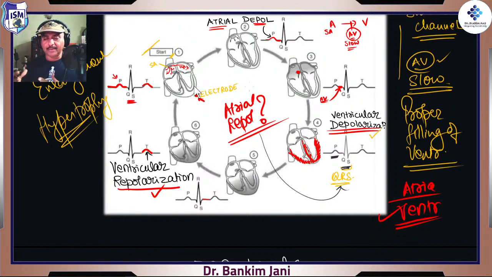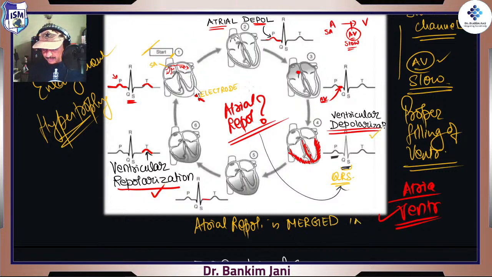But the QRS current is so high, and that's where we said that our electrodes, the ECG, show the summation effect. It is not showing the separate event. So atrial repolarization, technically speaking, is buried in the QRS complex because it is a small current. That small current gets merged into the large current of the QRS. When the ventricles are depolarizing, heavy current is going, and the small piece of atrial repolarization current will say, okay, come and mix with us. You will not be given a separate entity. So that's the point: atrial repolarization is merged in the QRS complex.